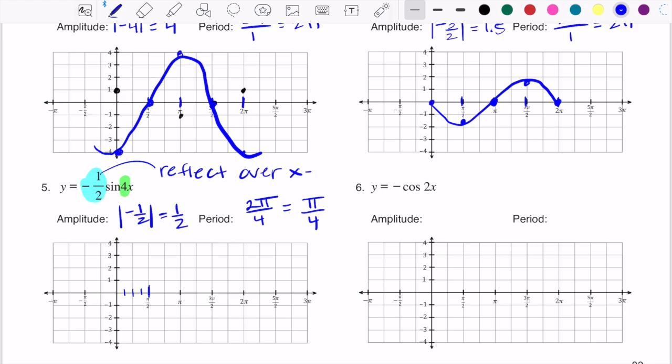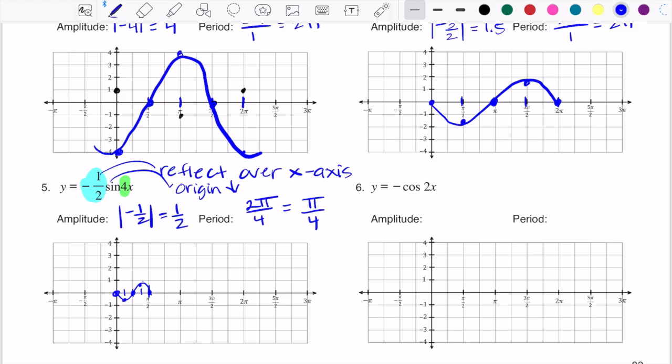And where does sine start? So we're going to start at the origin, but then we're going to go down. Okay? So we're going to start at the origin because it's sine, and then we go to negative 1/2. And then we're going to go back to the midline. Then we're going to go up to positive 1/2. And then we're going to go back to the midline. So it's just this tiny little sweep of stuff.